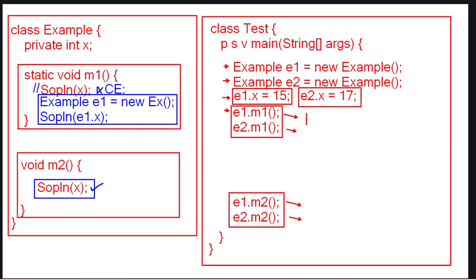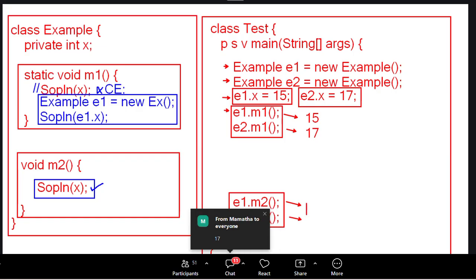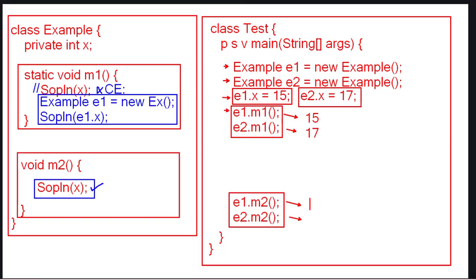Tell me, what is the output here? e1.m1, what is the output? 15. Boys, answer. 15? Come on, tell me, 15? Another answer. Confirm. 15. Okay. Next, e2.m1: 17. Nice. Next, e1.m2. What is the output for e1.m2? 17.